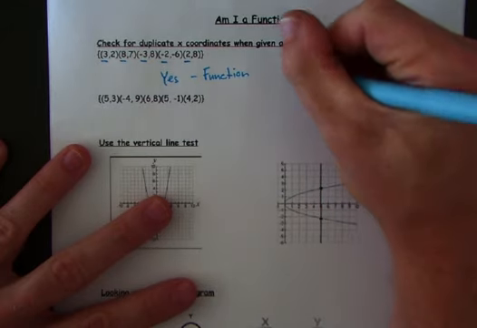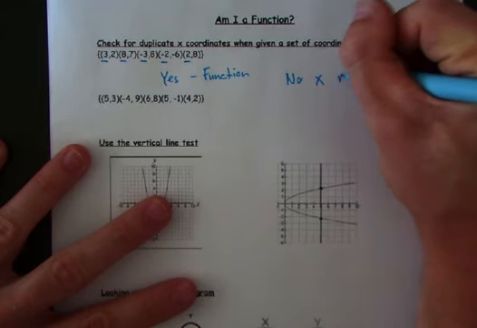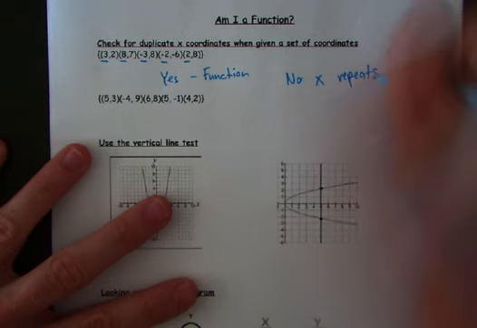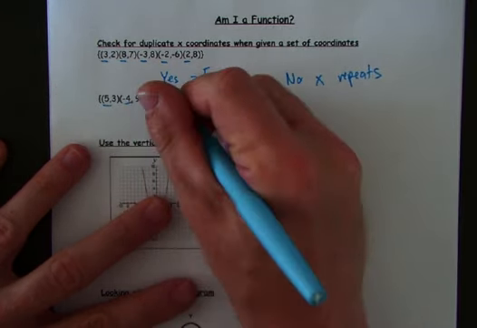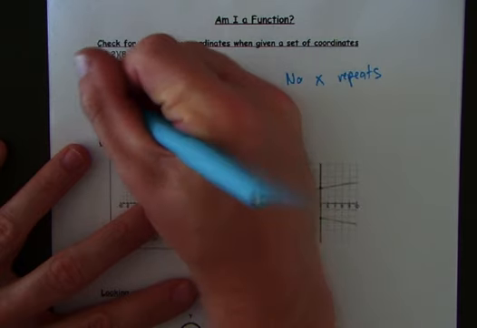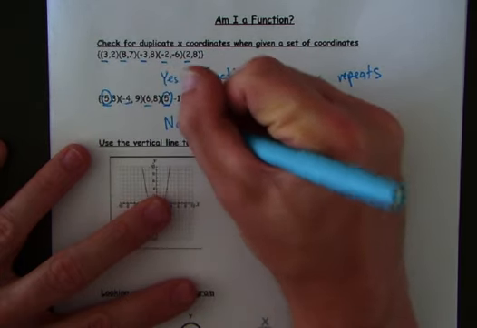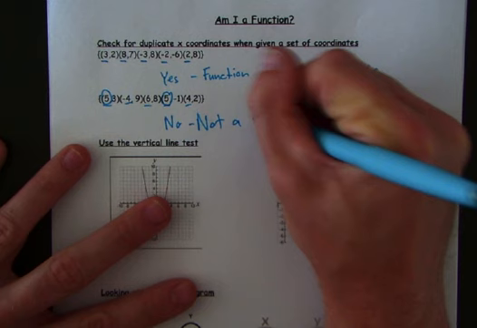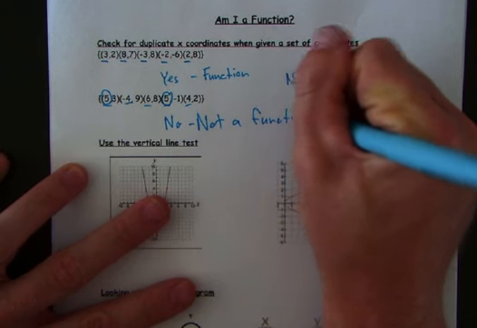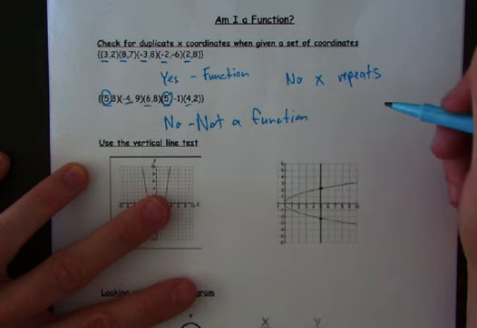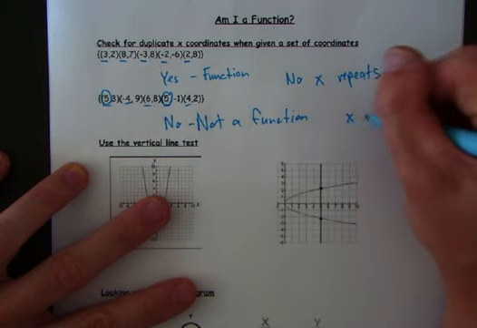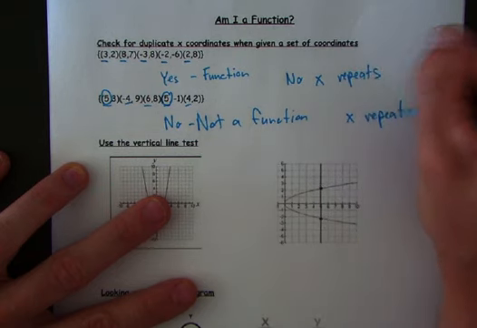How do we know? There are no x repeats. But our second one, 5, -4, 6, 5, 4. We've got a 5 here. We've got a 5 here. So this is no, not a function. Why? Because there is an x repeat, right? The 5.